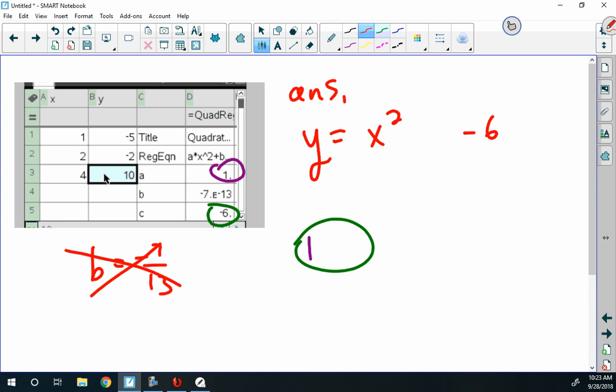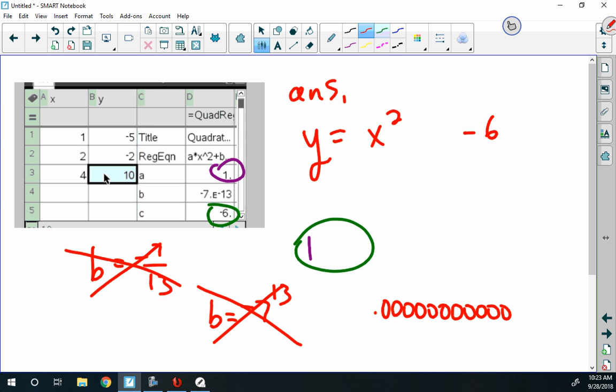-7 times 10 to the 13th? Good try, but no. 0.1, 2, 3, 4, 5, 6, 7, 8, 9, 10, 11. Actually, 12 zeros and then a 7. Yeah, it's that. Now, the calculator does its very best to approximate what the b value is.